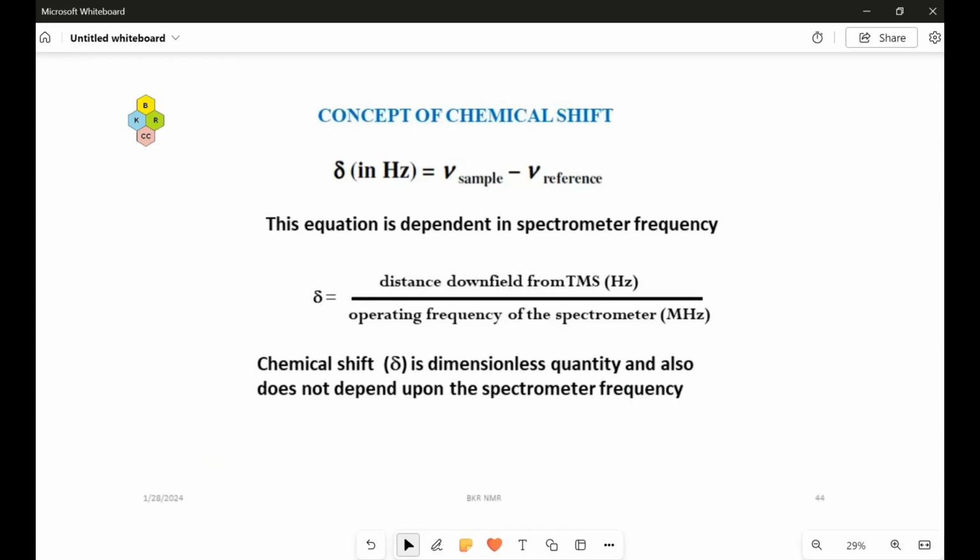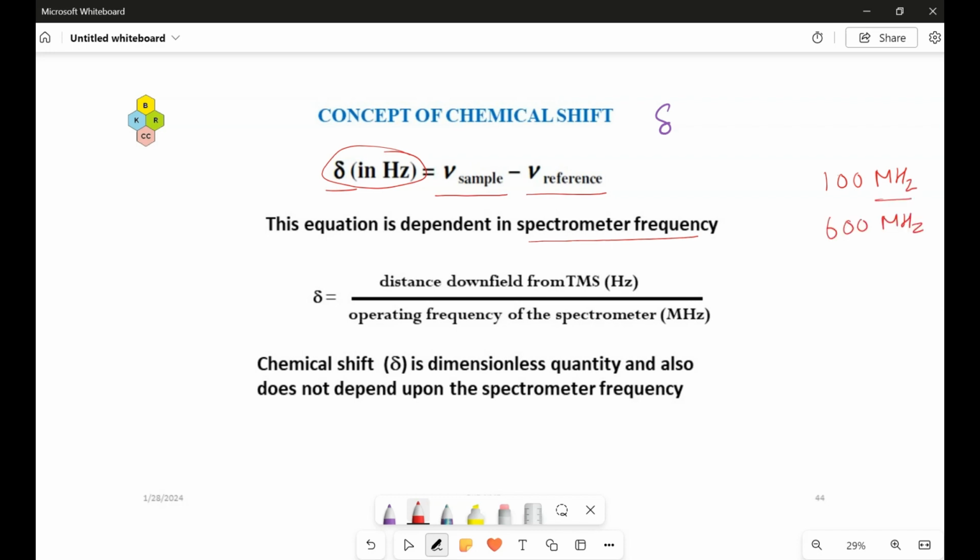Chemical shift is given in delta. Delta is equal to the frequency of the sample from the reference. So nu sample minus nu reference. Since the frequency is given in hertz, delta will have the unit in hertz. Now what happens? This equation will be dependent on the spectrometer frequency. So I can have a 100 megahertz instrument or I can have a 600 megahertz instrument. So the instrument megahertz will vary.